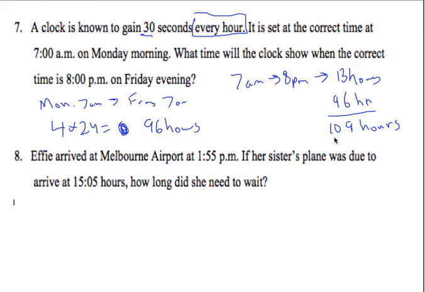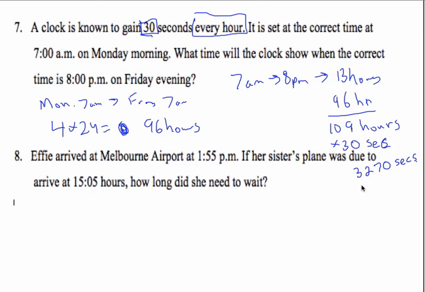Okay, so it's 109 hours from Monday 7 a.m. to Friday 8 p.m., and it gains 30 seconds every hour. So now I need to multiply this by 30 seconds. Multiplying that by 30 seconds, I will get 3,270 seconds. So that's how much the clock is going to be too fast by: 3,270 seconds.